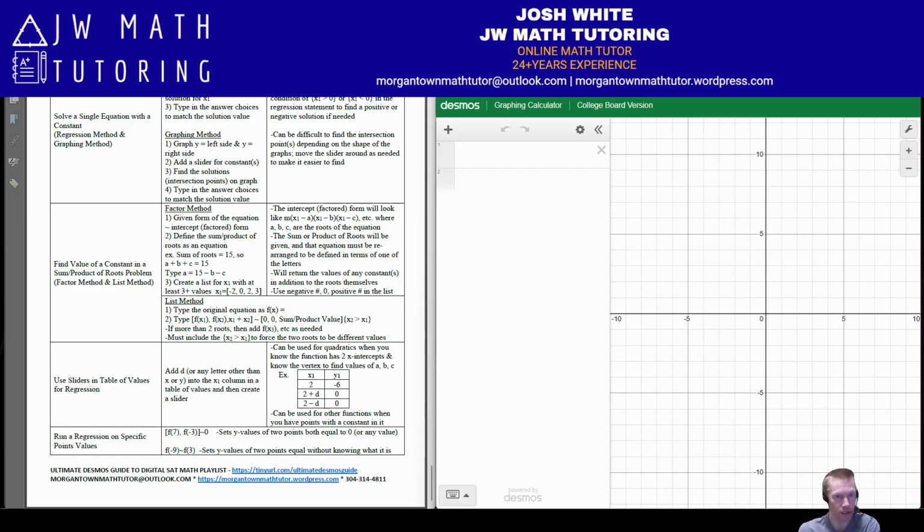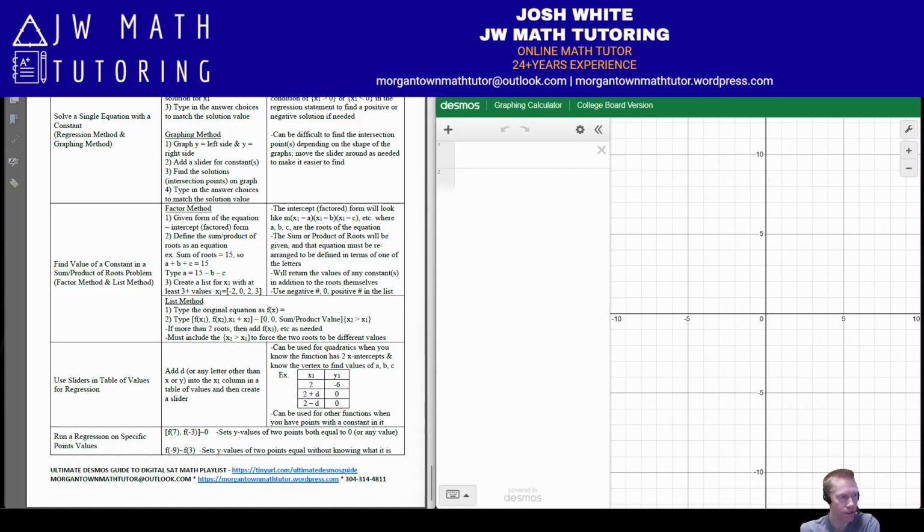Or if it's a product, you would type in x1 times x2 and then set them equal to the product of the roots value. Now, one thing you do need to make sure you do is include the constraint at the end there that you can see of x2 greater than x1. Otherwise, what happens a lot of times is it will default to finding the same number, the same root for x1 and x2. And if it does that, the problem's not going to calculate properly.